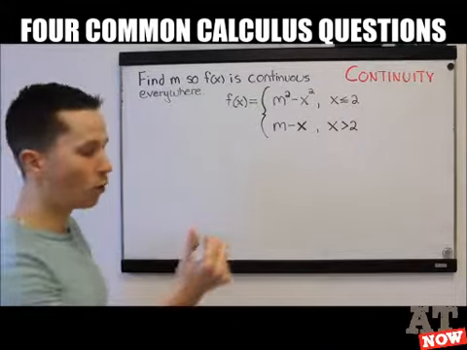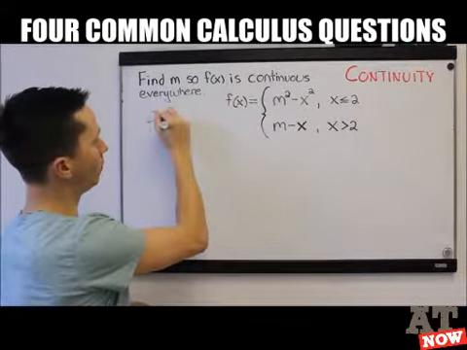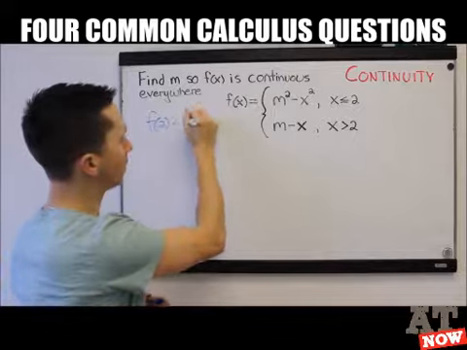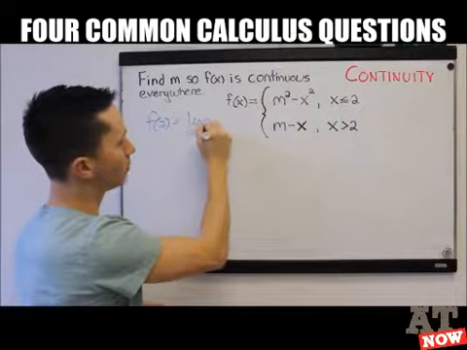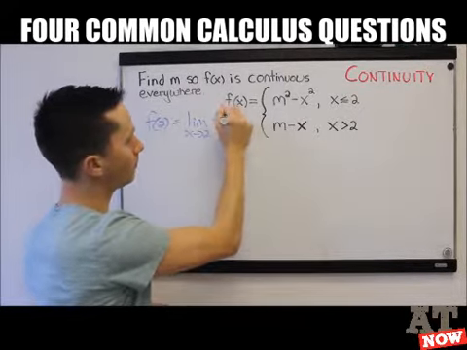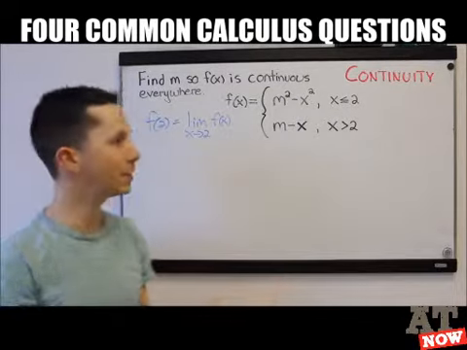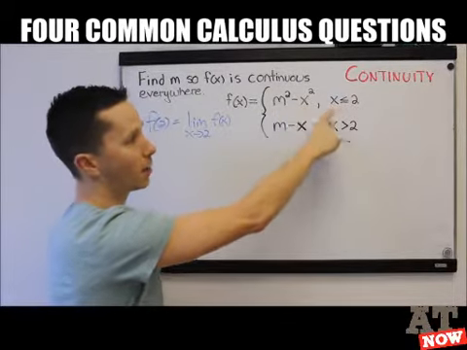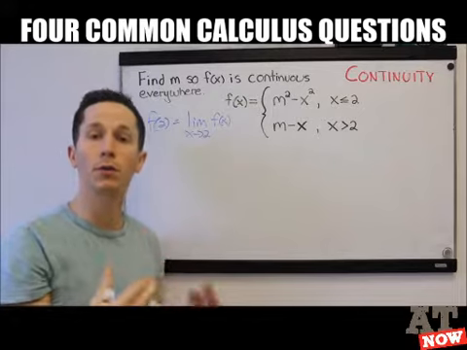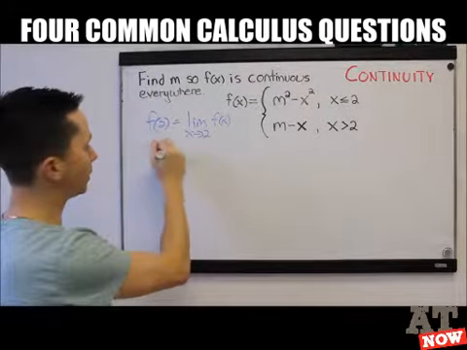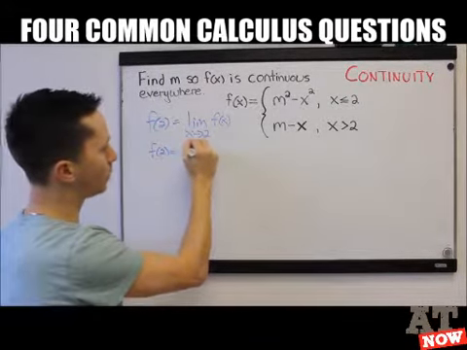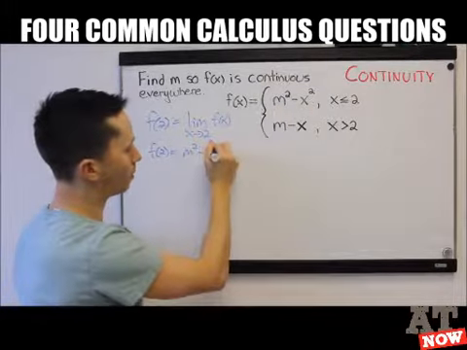So our entire goal is to show that f of 2, the function at 2, equals the limit as x approaches 2 of the function. Now f of 2 is really easy to solve. We just plug 2 into the top equation because that's the equation we use when x is equal to 2. So f of 2 equals m squared minus 2 squared, which is 4.